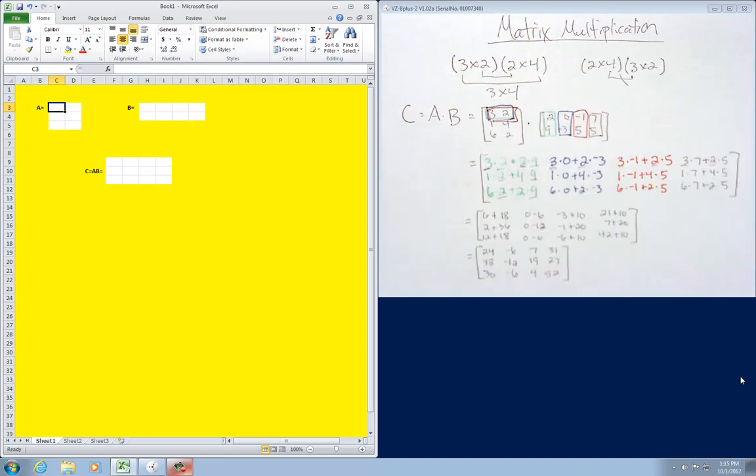Now let's check to make sure that we have that right using Excel. I've already set it up here. We have A, let's enter our values. A is 3, 1, 6, 2, 4, 2, and B is 2, 0, negative 1, 7, 9, negative 3, 5, and 5.